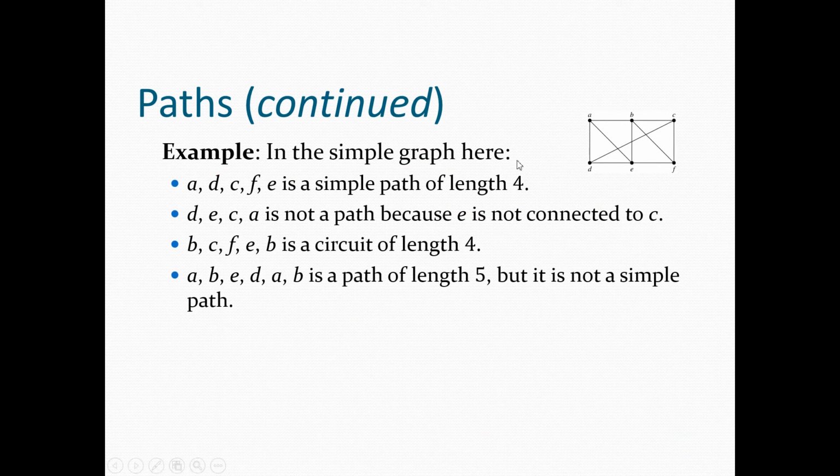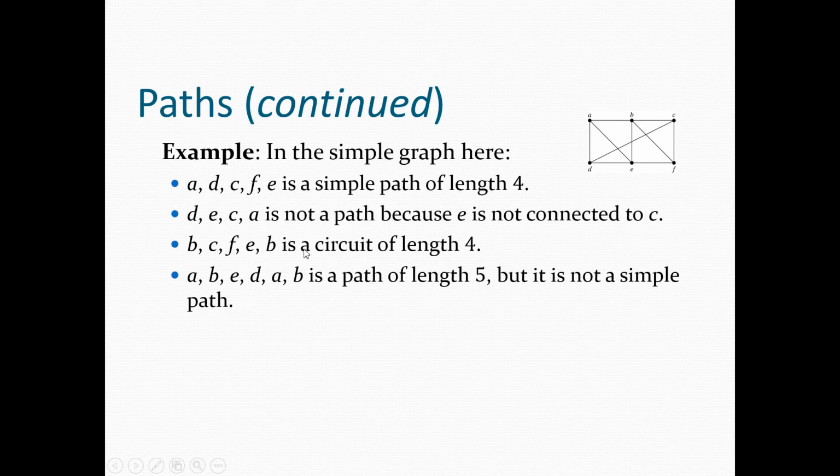Now, in the simple graphs, graph is basically simple. A, D, C, F. Now, A, D, C, F is a simple path of length 4. How many edges are used in this path? 4 edges. A, D, DC, CF, FA. Okay. So this is a simple path of length 4. 4 edges are used in the path, so that is why length is 4.